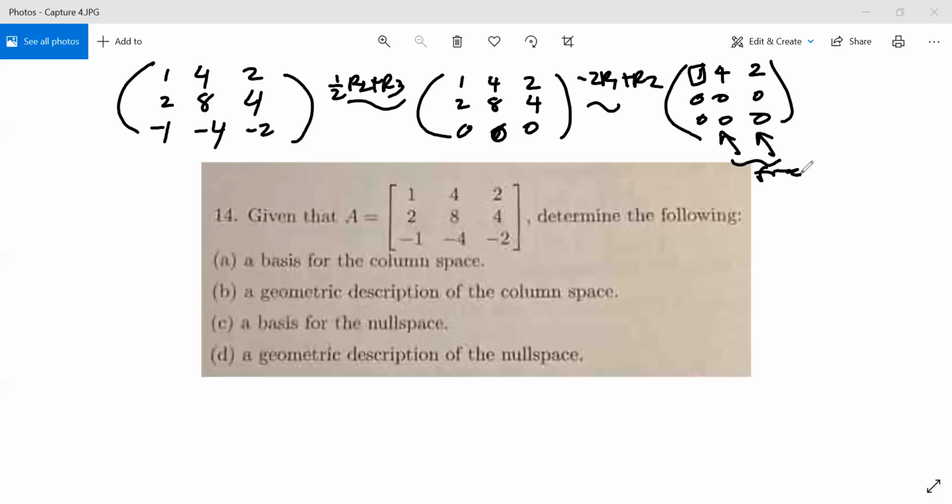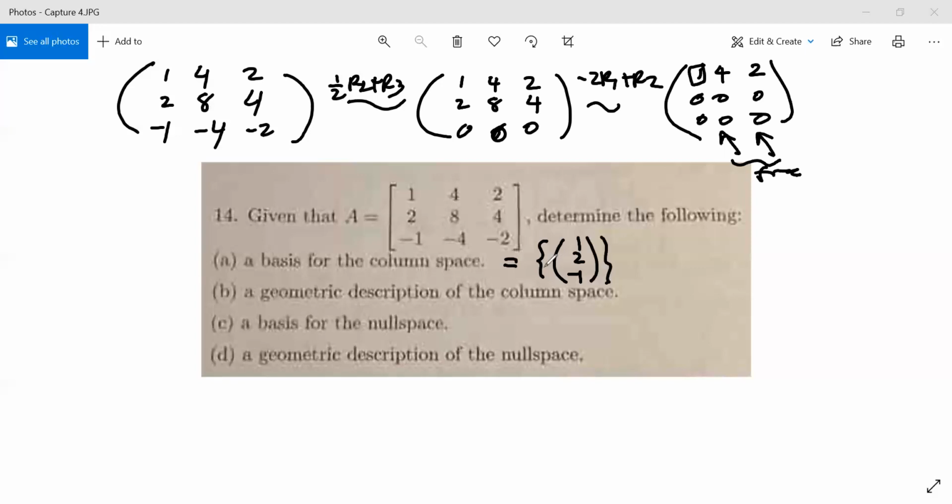Now let's just rewrite the equation. First of all, to get the basis for column space, we'll just get the first column, right? Because only the first column contains a pivot. So the answer to this is just going to be the first column of the original matrix, which is 1, 2, negative 1, right? So that's just the basis, right?